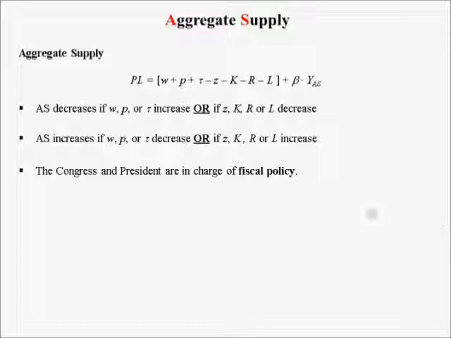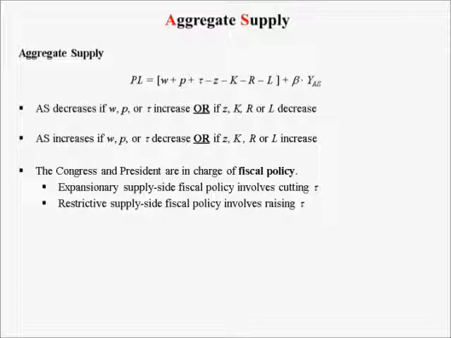Expansionary fiscal policy involves cutting T. So if government cuts supply side taxes, that's when you hear a supply side cutter or supply sider. A supply sider wants fiscal policy to focus on the supply side instead of the demand side. Supply siders are typically like President Reagan. Okay, so a supply sider wants supply side taxes cut. And we're going to get into more about supply side taxes in the next lecture. Restrictive supply side fiscal policy involves raising payroll taxes or other supply side taxes.